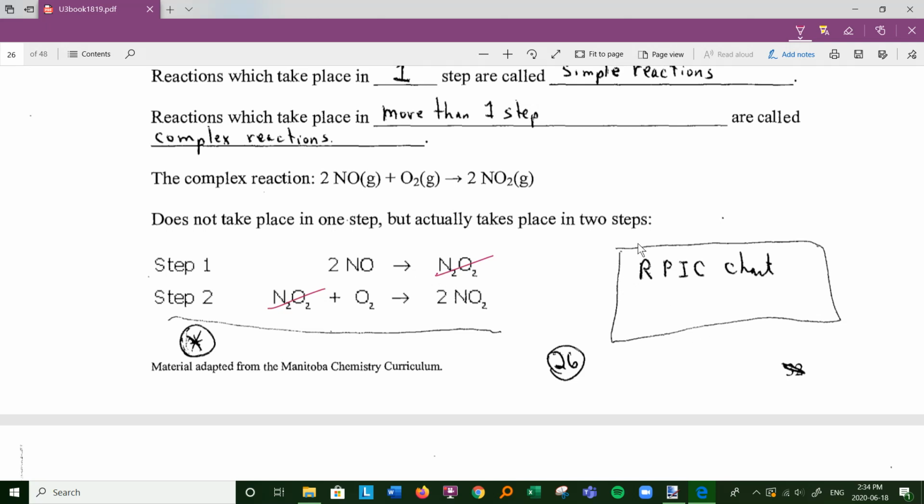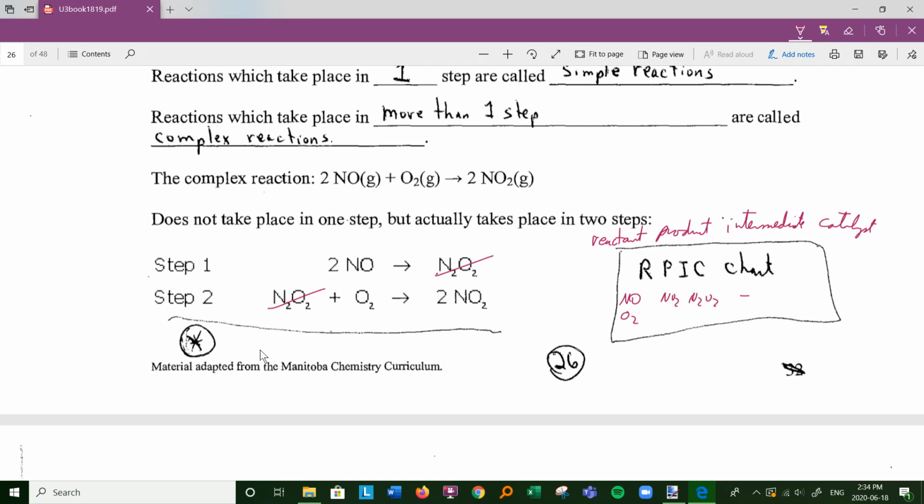So in this RPIC chart here, R stands for reactant, P stands for product, I stands for intermediate. Some people call it reactive intermediate. I don't like that because it's confusing between reaction and intermediate. So just call it intermediate. And C, as you might guess, stands for catalyst. And not all reactions have catalysts. This one doesn't. So NO and O2 are my reactants. My products are NO2. My intermediate is N2O2, and I don't have any catalyst in this example.